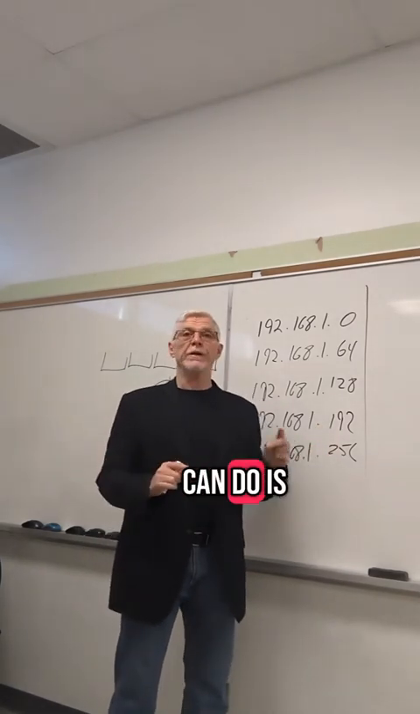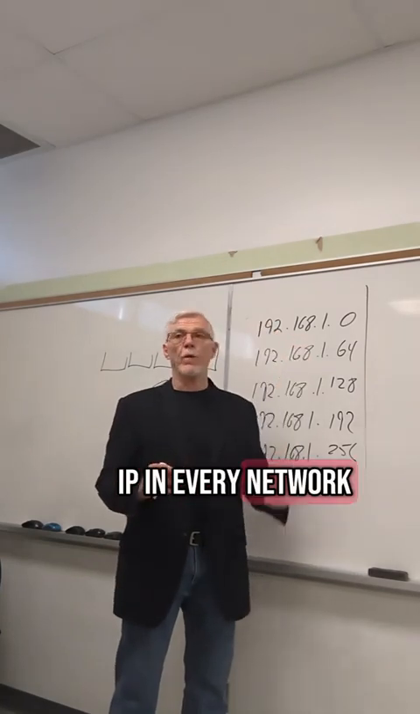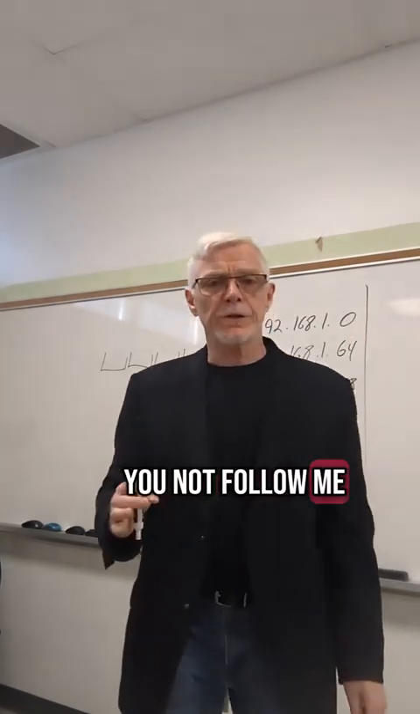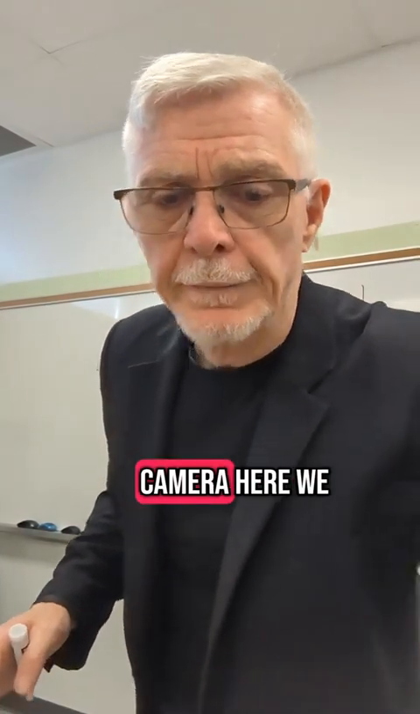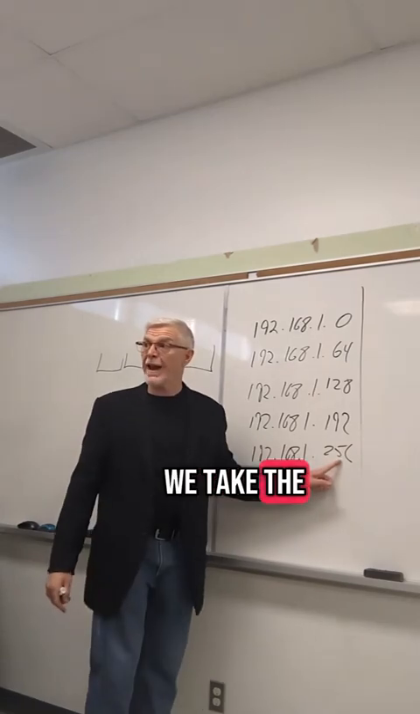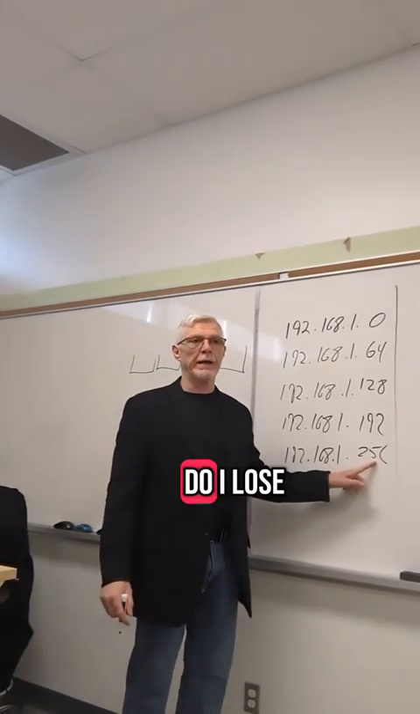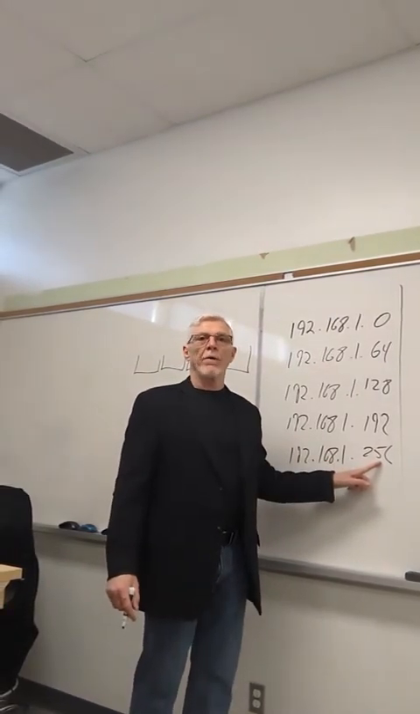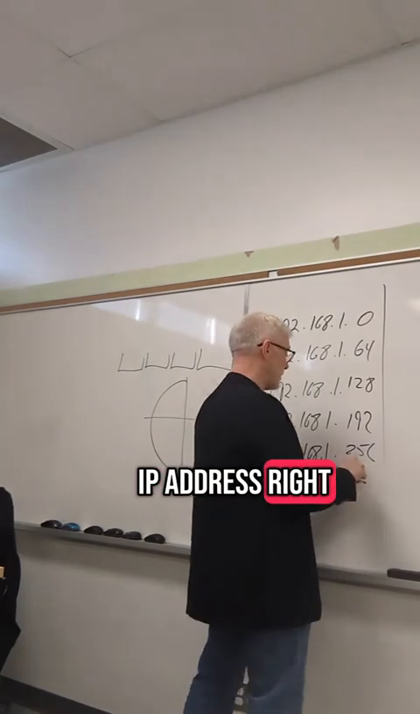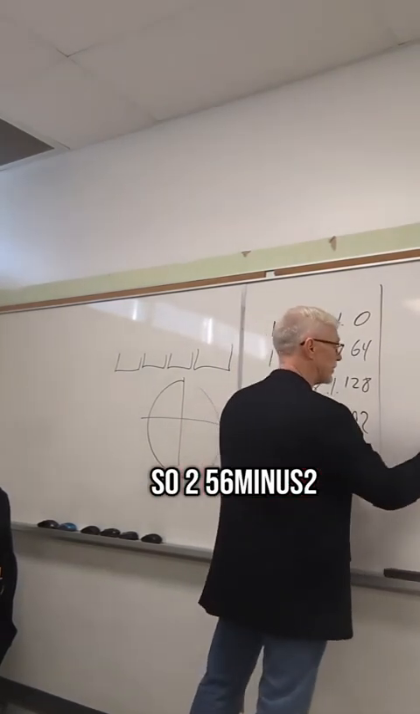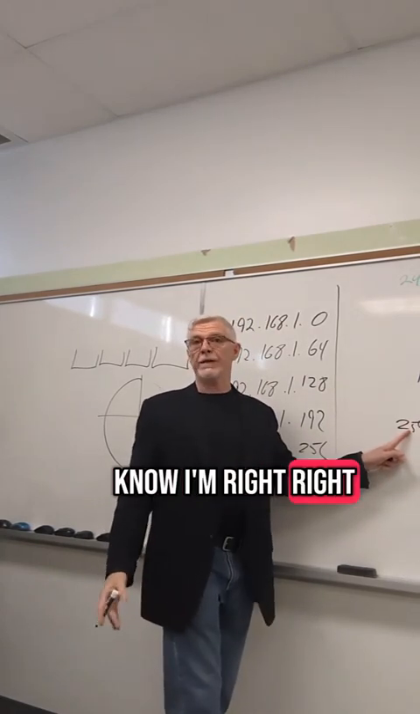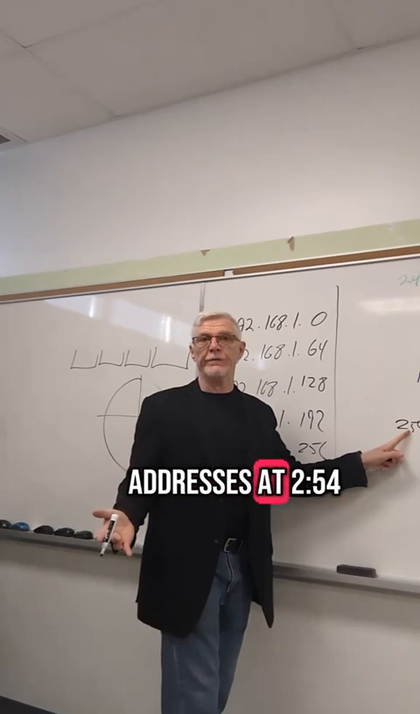Now what we can do is calculate the first IP in every network and the last IP in every network. Are you following me? So here's what we do. We take the network ID. How many bits do I lose? 2. So I'm going to go for the last IP address, right? So 256 minus 2 gives me 254. As soon as I see 254, I know I'm right, because in Class C, I run out of IP addresses at 254.